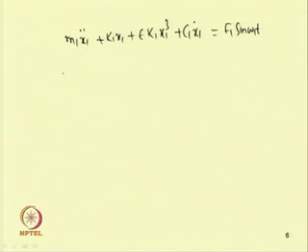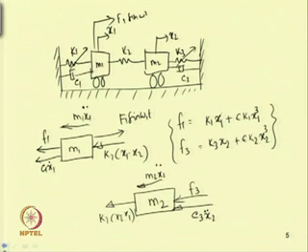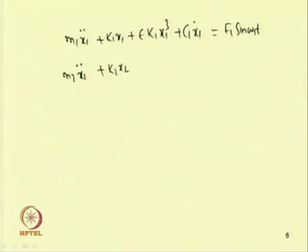So, this way one can write the first equation, and the second equation can be written from this, which is m2 x2 double dot plus k2 x2. So, one can write this force. Okay. So, in the first equation I have to add this force k2 into x1 minus x2. It has not been added, so plus k2 into x1 minus x2. So, this will be equal to F1 sin omega t.